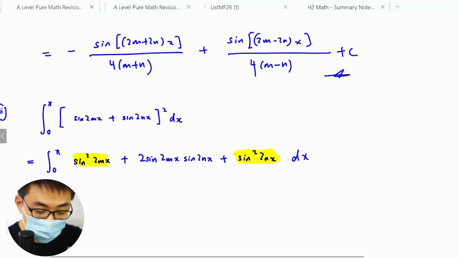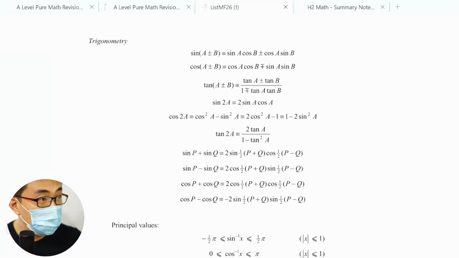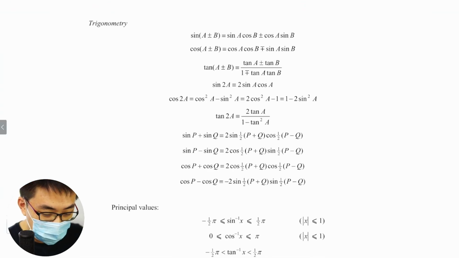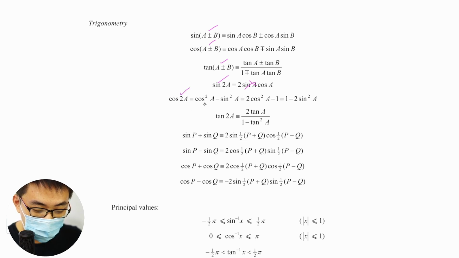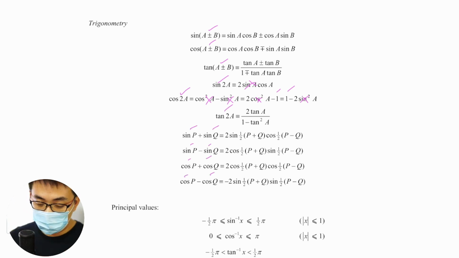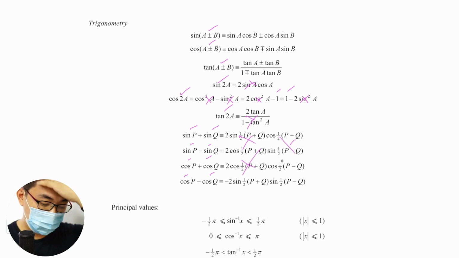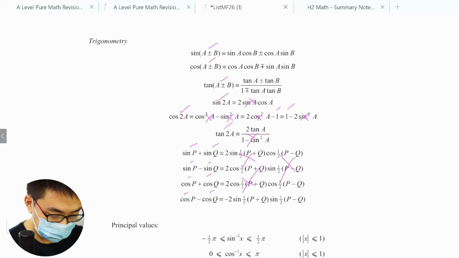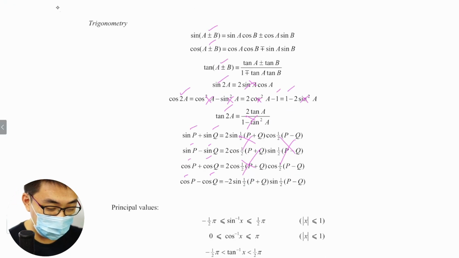The trick to trigo is to know which can be integrated in MF26. So like this can be integrated. This all, cosine, tangent, can be integrated. Sine can be integrated. This one cannot be integrated. This one can be integrated. This one cannot. This one can. All this can be integrated. The rest, which I marked across, cannot be integrated. Your goal is to know which can be integrated.